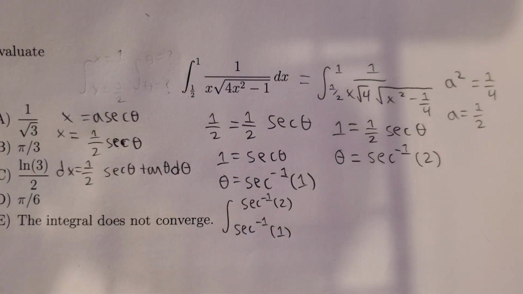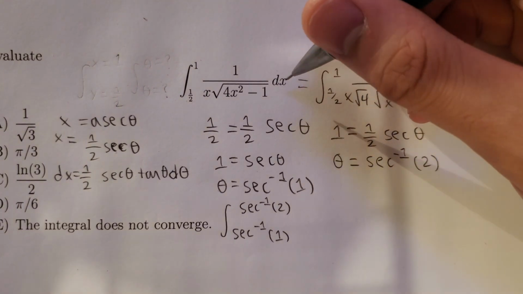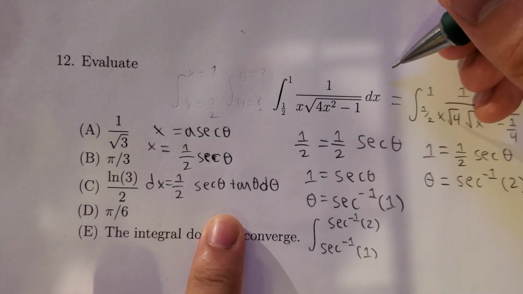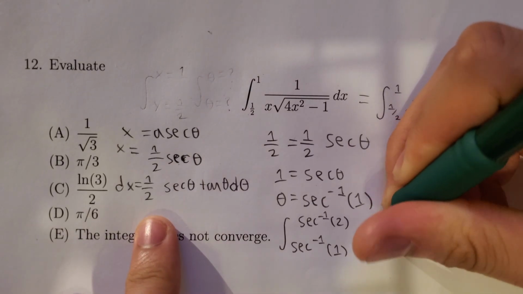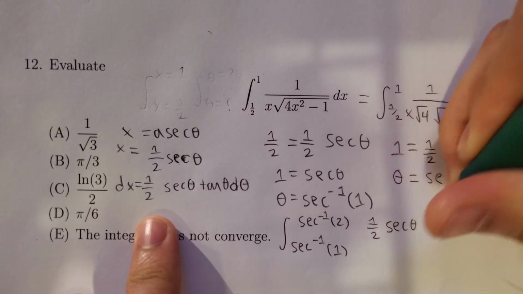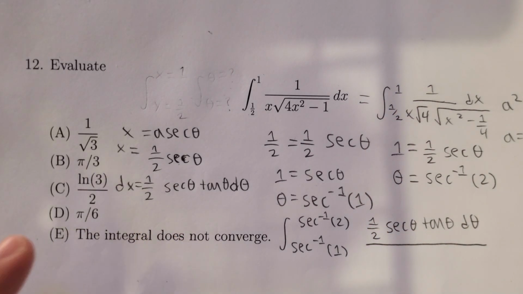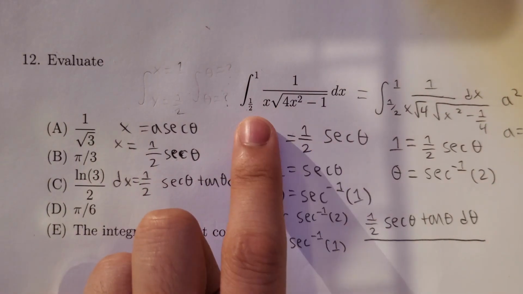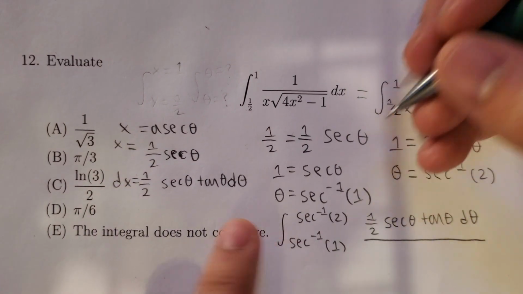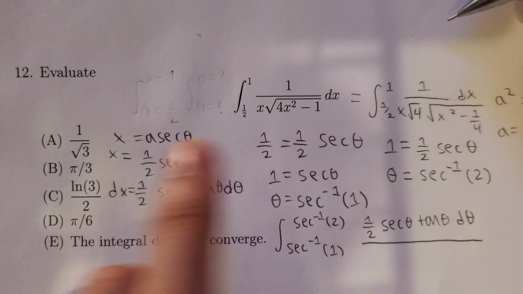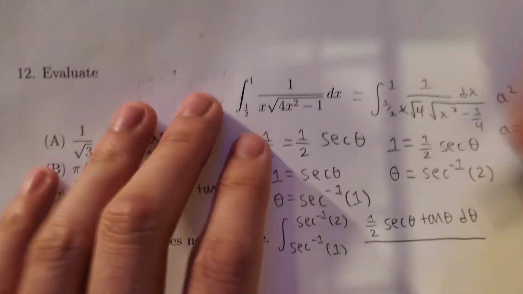And I'm going to replace, I forgot a dx there, by the way. I'm going to replace dx with our new dx being 1/2 secant theta times tangent theta. So the numerator is going to look like 1/2 secant theta tangent theta d theta over, and then since it's like a u sub, wherever we see an x, we're going to replace it with our substitution. So I'm going to replace all the x's with 1/2 secant theta. I'm also going to simplify this square root of 4. I'm going to turn that into a 2 now. And you'll see why in a second.